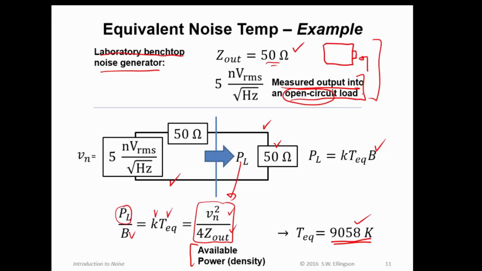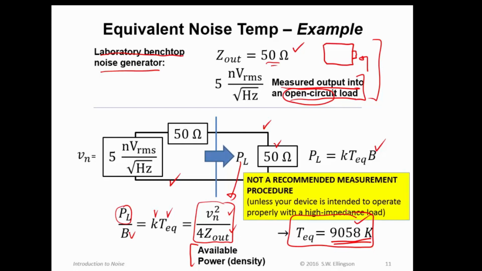But you see how the concept applies. We can characterize this electronic gadget as if it were a resistor, and that resistor has a value of 50 ohms and would have to be at 9,000 Kelvin. So we refer to the output noise from this thing as being 9,000 Kelvin. That's its equivalent noise temperature. Now, I just want to point out here before I leave, this is not a recommended measurement procedure. I show you this example merely to illustrate the concept.